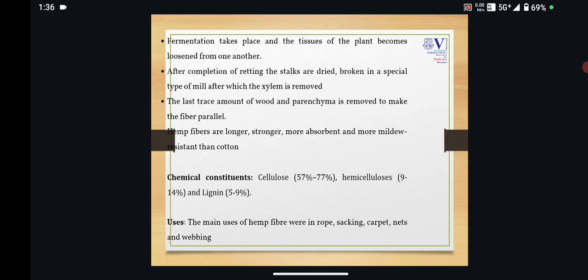Hemp fibers are longer, stronger, more elastic, more absorbent and more resistant when compared to cotton. Chemical constituents: 57 to 77% cellulose, hemicellulose, 9% lignin. It is also used for the preparation of rope, sacking and carpet, and other netting and webbing. In surgery it is used for some insulating materials, wire gauze and other things.